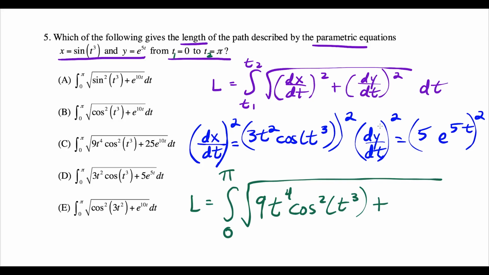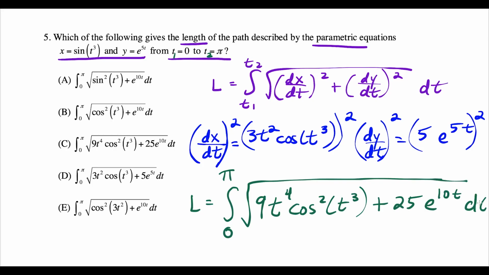So now we have plus, and now we're just going to attach the dy dt squared. So we have 5 squared is 25. And then we've got e to the 5t squared. We're going to multiply 5t by 2, and we're going to get e to the 10t.